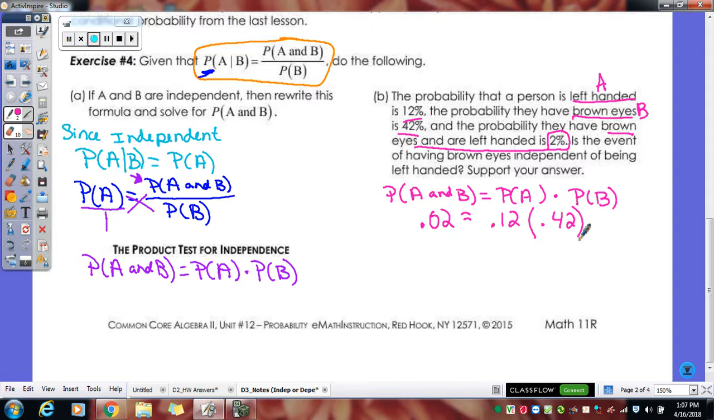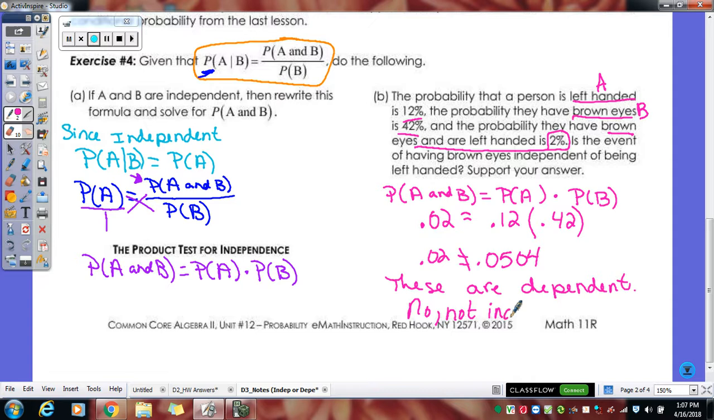So let's actually multiply that right side. What's 0.12 times 0.42? 0.0504. Is that equal to 0.02? No. So since that is not equal, these are dependent on each other. You could also say no, not independent. Really means the same thing though. They are dependent or they're not independent, same thing.